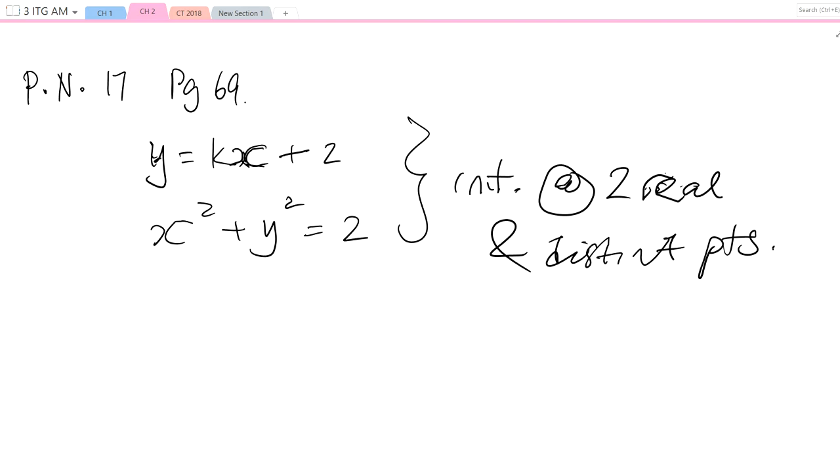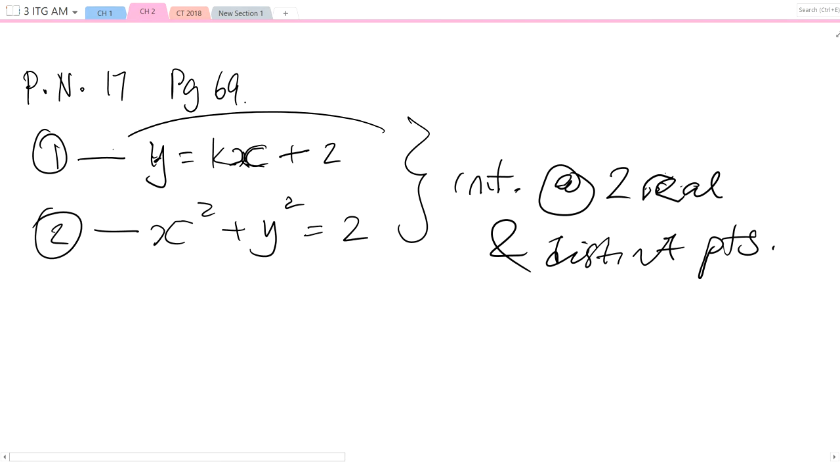Look, I've got two equations over here. I've got equation number 1, equation number 2, right? So this is what it means. If I were to try and solve these two simultaneously, I will get two solutions. There will be two intersection points.